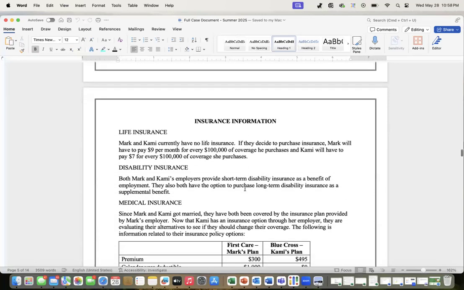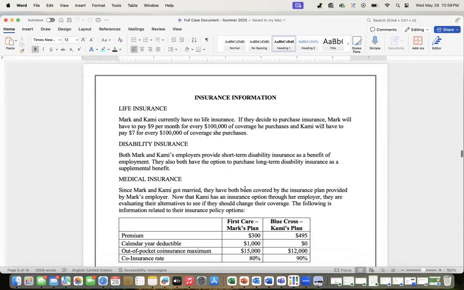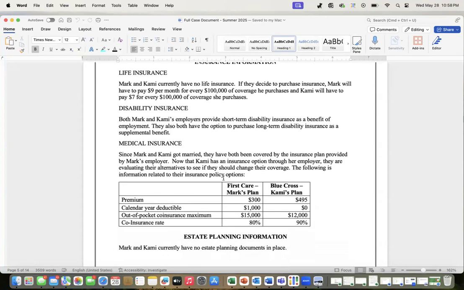All right. Then moving on, we learn a little bit more about their insurance. They don't have any life insurance right now, but they do have some insurance available to them. They also don't have any disability insurance, but they do have that available through some employee benefits. And then they currently have medical insurance, but with Cami starting a new job, they really want to evaluate which of the two plans they should be taking advantage of. Currently, they're under Mark's plan, but they're wondering if it would be more advantageous to switch over to Cami's plan.